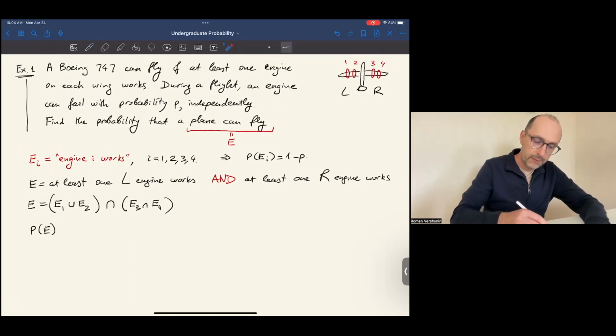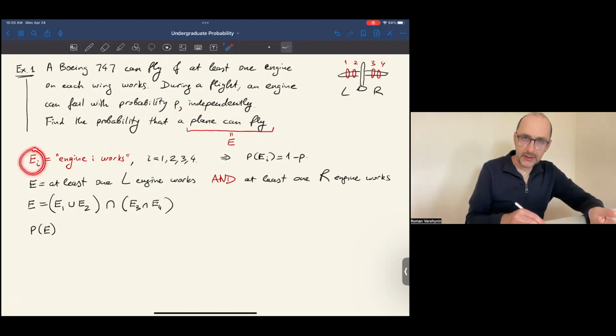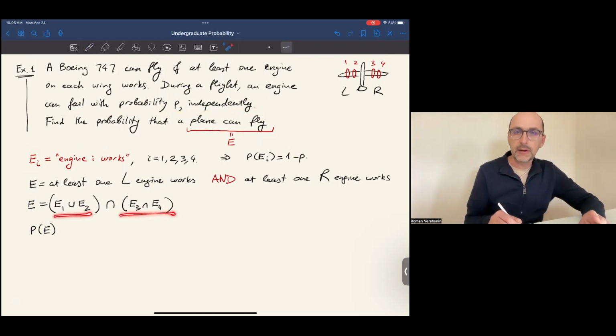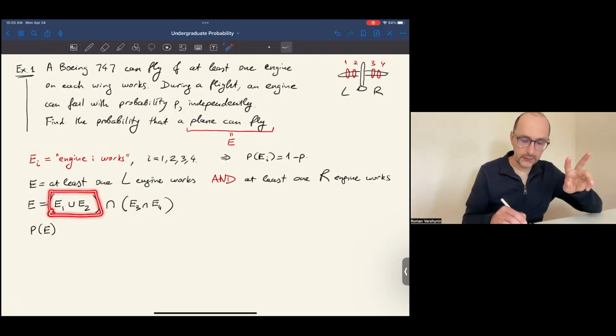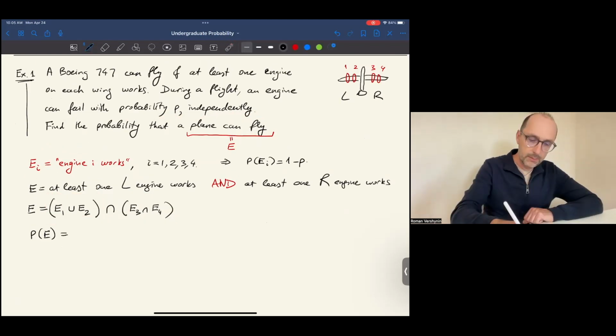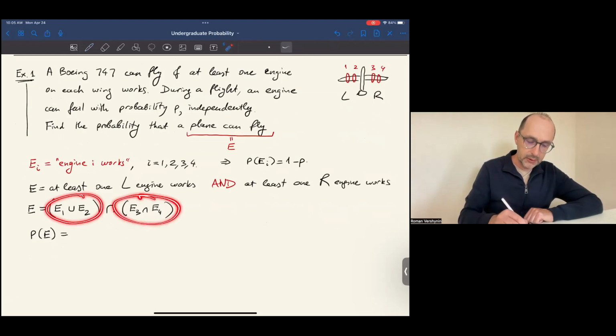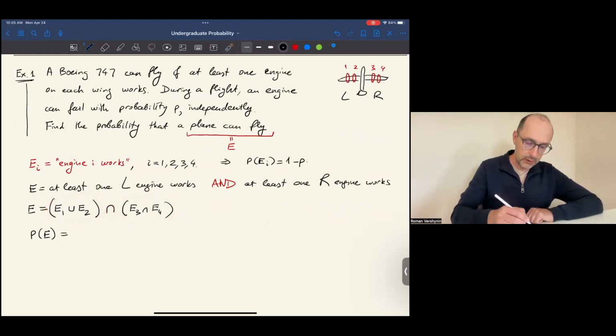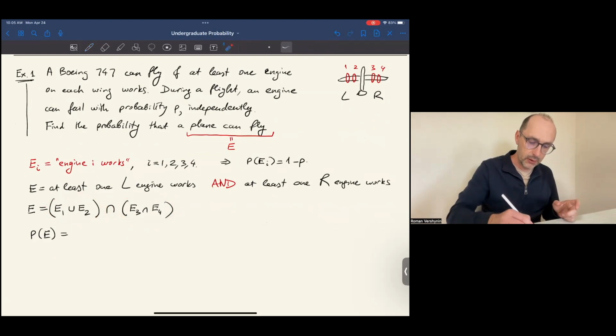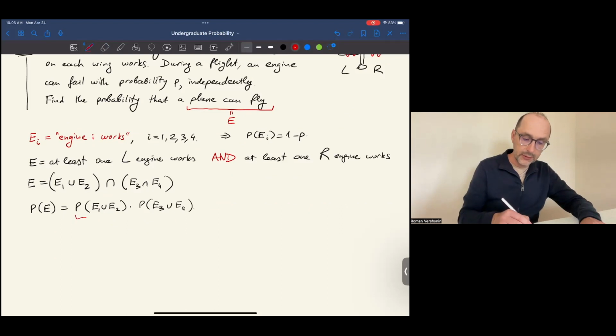Because the engines fail or work independently, the events EI are independent, and so are the events formed of them by stability. So this event involves only E1 and E2, and it is then independent of this event, which involves the other two events. So these events are independent, and by the definition of independence, the probability of their intersection is the product. Let's compute each of these terms separately.